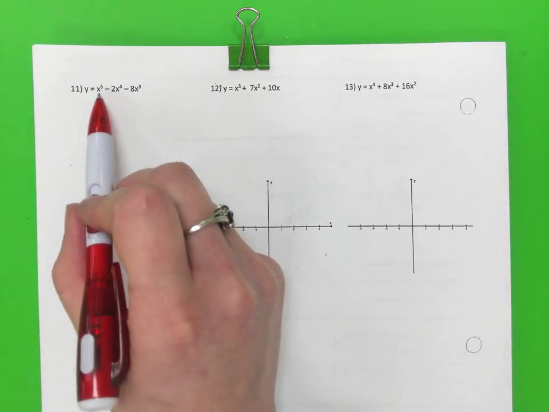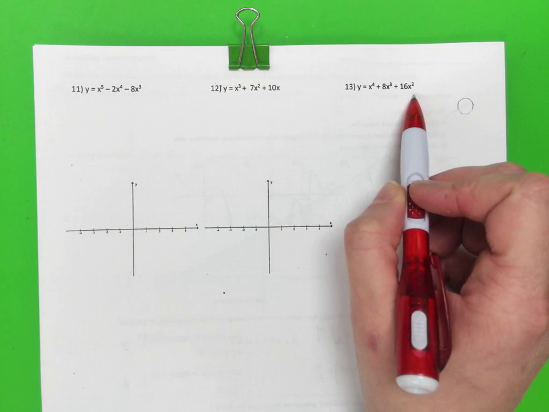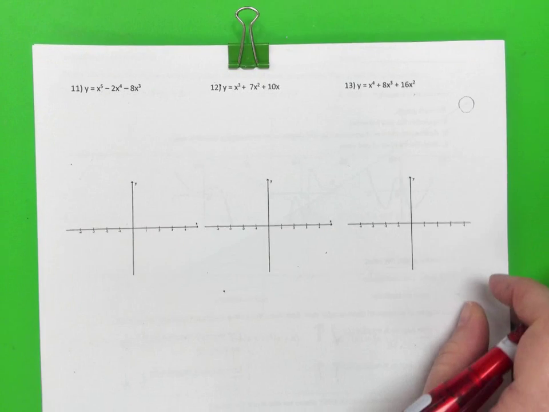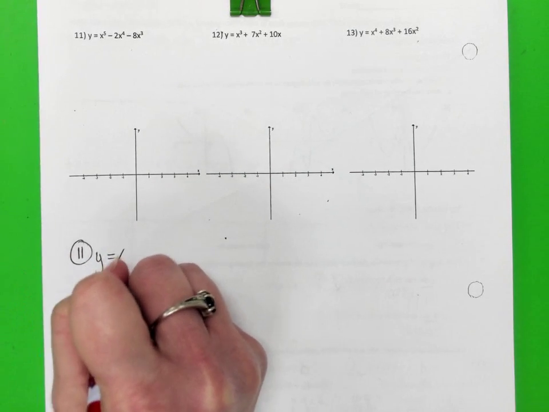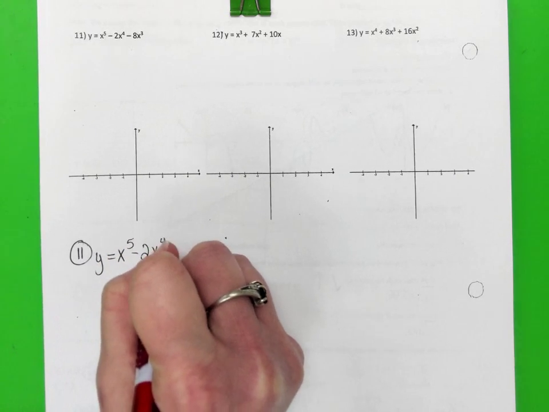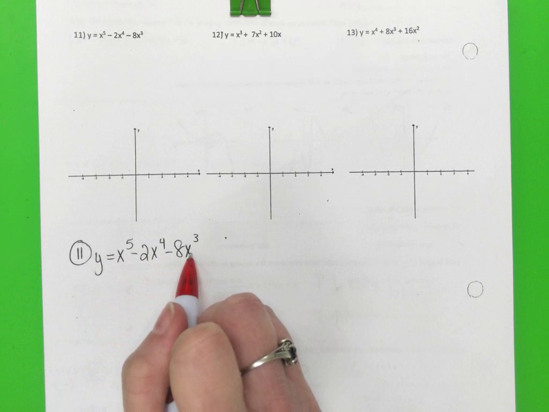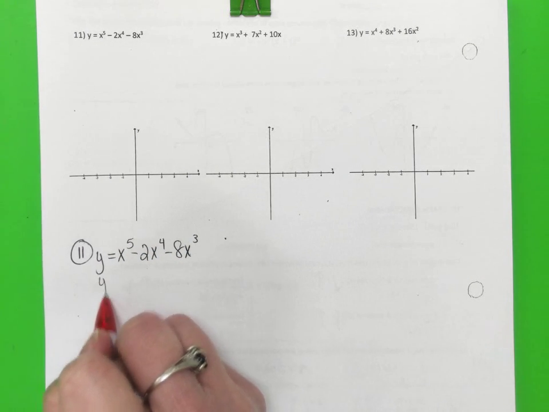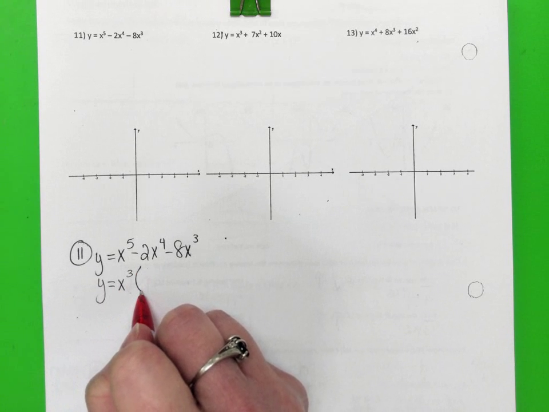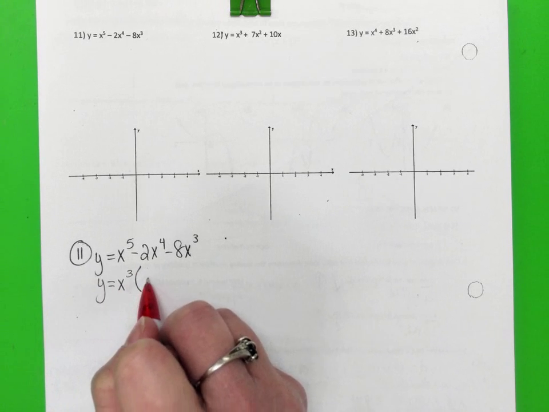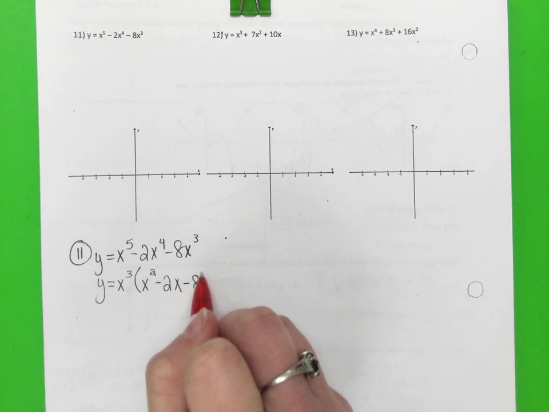How are these different? They're different because they're not factored yet. So we have to factor them first. I'm going to come down here for number 11 to factor these. Ask yourself, what do all three of them have in common? They all three have an x to the third. So if I take out an x to the third from all three of them, that leaves me with x squared minus 2x minus 8.